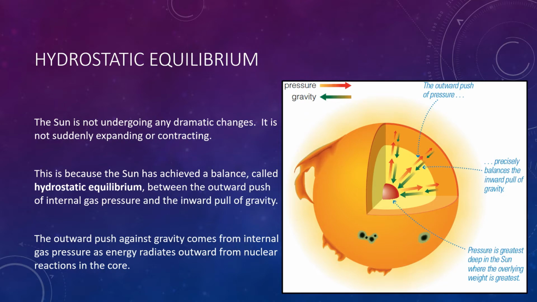The outward push against gravity comes from the internal gas pressure as energy radiates outward from the nuclear reactions in the core. So you've got all these nuclear reactions, hydrogen being converted into helium in the core. That releases energy outward. The sun's internal pressure precisely balances the gravity at every point within it, thereby keeping the sun stable in size. So even though we have energy radiating outward and gravity pulling inward, they do so at about the same rate everywhere, so the sun doesn't contract because of gravity or just explode because of all that energy.